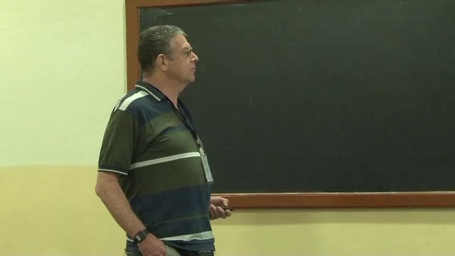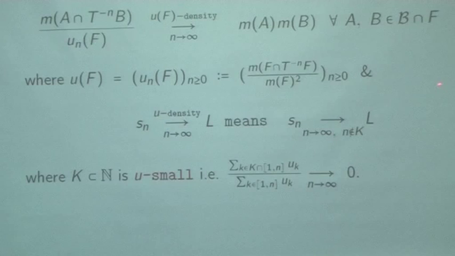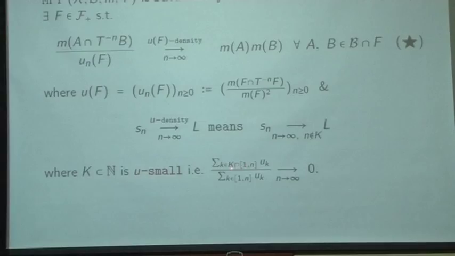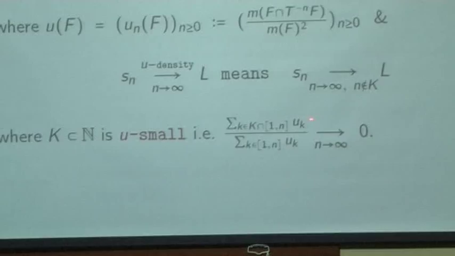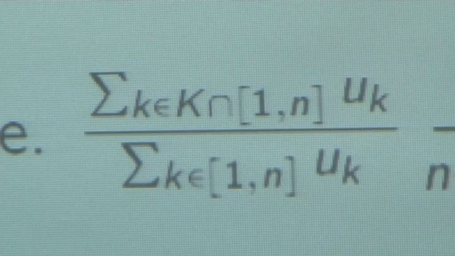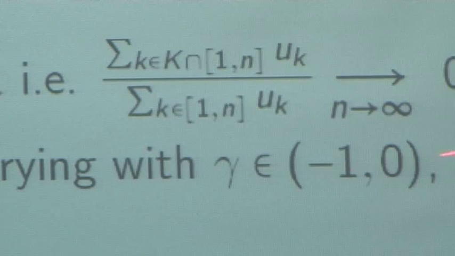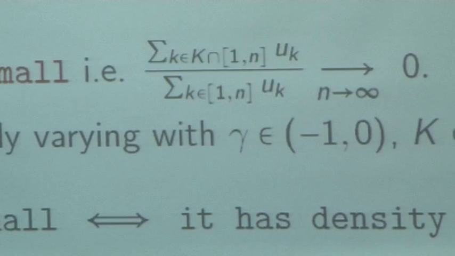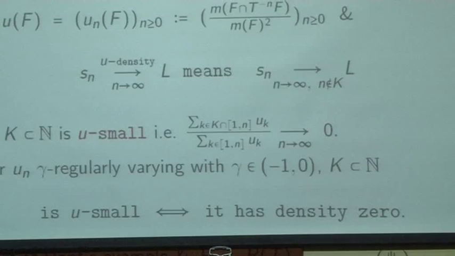It means that S_n tends U density to L if it tends away from the small set, and the small set is in the sense of U density. So instead of looking at the number of elements up to N divided by N, I look at the sum of the u's up to N in the set, divided by the total sum of the u's. In certain cases, this corresponds to normal density. If u_n were a regularly varying sequence with index gamma bigger than minus 1, less than 0, for example 1 over root n, then U density would be the same thing as normal density. That's a kind of exercise. It's also an exercise that if gamma equals minus 1, it's not the same.